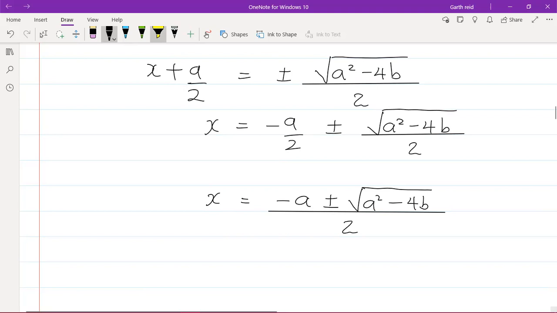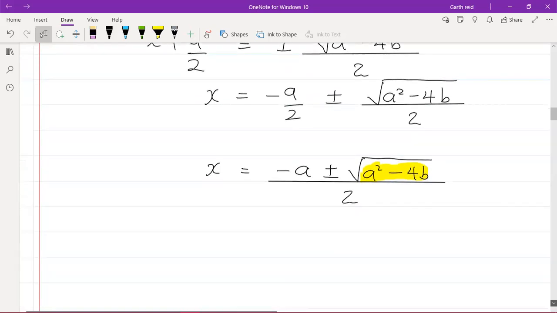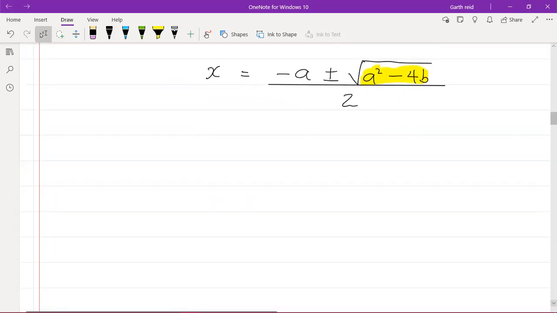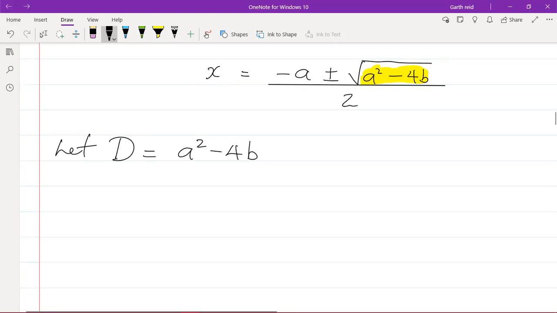Now, what is the discriminant? The discriminant of the quadratic that we were given in the question is this, right? It's always the constant which is underneath the square root. Okay. So it means that our value of d is a squared minus 4b for the quadratic equation x squared plus ax plus b equals 0. So what I'm now going to say is I'm going to let the value of d, which is our discriminant, be the value underneath the root, a squared minus 4b. Right? That's our constant.